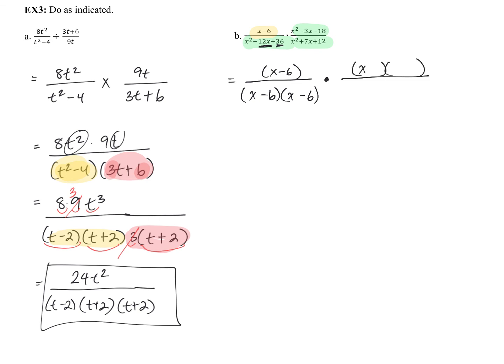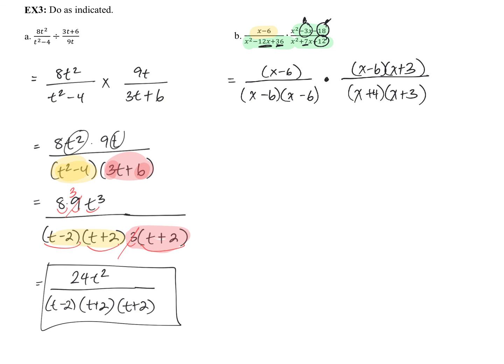Let's see. x, and we want something that multiplies to give me 18 and subtracts to give me 3. That seems like 3 and 6. 3 times 6 is 18, and then negative 6 plus 3 would give me that negative 3. So we'll have negative 6 and positive 3. And then in the bottom, we have x and x, and we want some factors of 12 that will give me 7, 3 and 4.